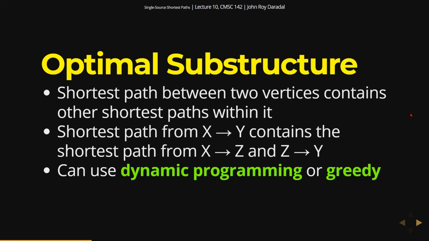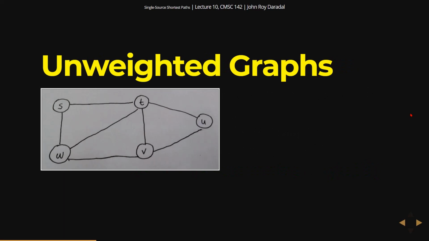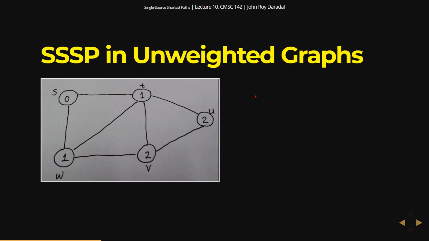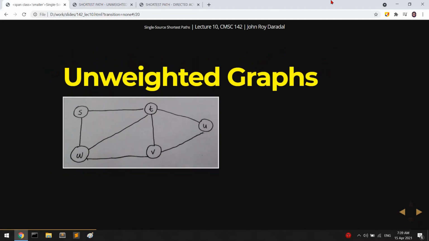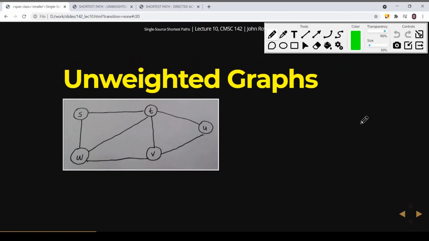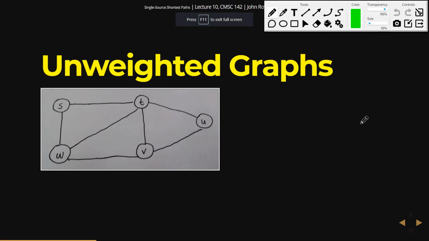Okay, so let's start with unweighted graphs. Let's say that your given graph only has nodes and edges, and it doesn't have any weights. So how will you solve the single source shortest path for unweighted graphs? For this example, let's say that we start from S.